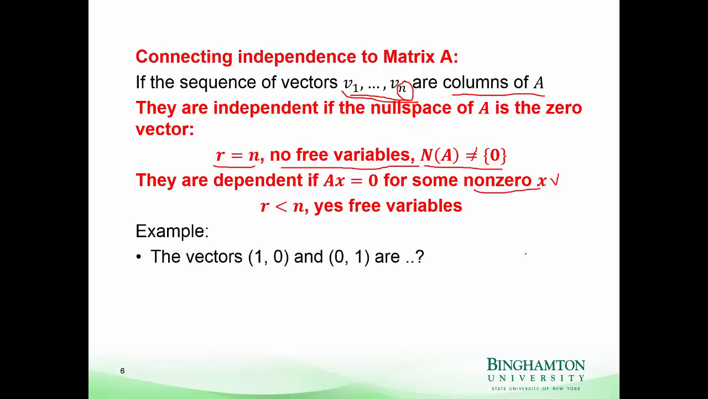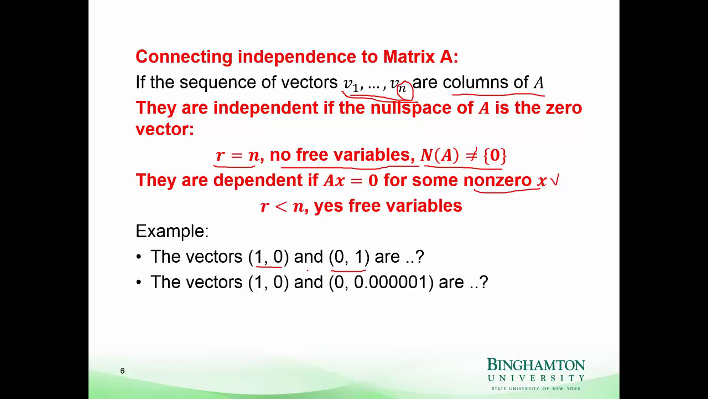So let's look at a couple examples here. 1, 0, and 0, 1. Those are vectors in R2. What do you think? Dependent, linearly independent? Well, can you build one from the other? I don't think so. You certainly can't build that one by multiplying that one by something. So they are linearly independent.